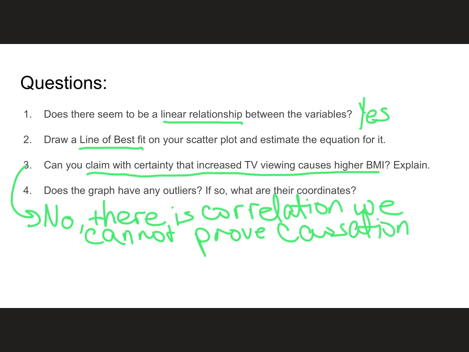Okay, does the graph have any outliers? Outliers are just points that don't look like they follow the pattern or are away from the other ones. You're going to name those, and then you're going to go ahead and give the coordinates of those.